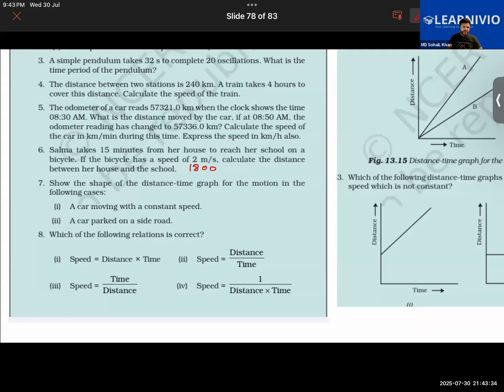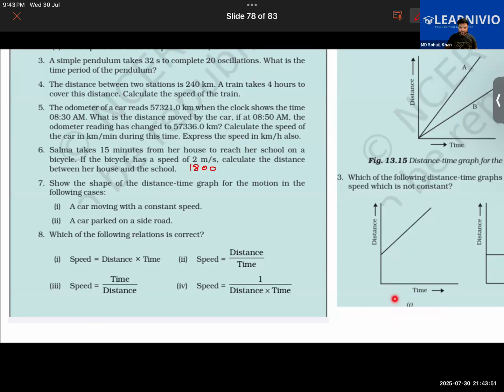No, it's simply asking you to show the shape of the distance time graph. You can do it on an A4 sheet of paper, or basically on non-lined paper, where there are no lines. Like you can see this in this manner. You have to show it.